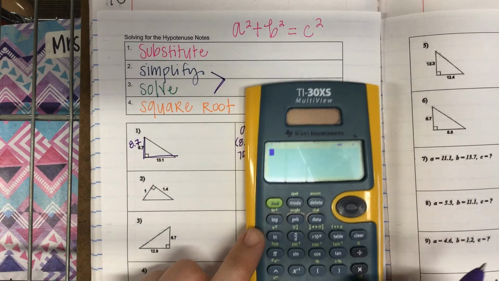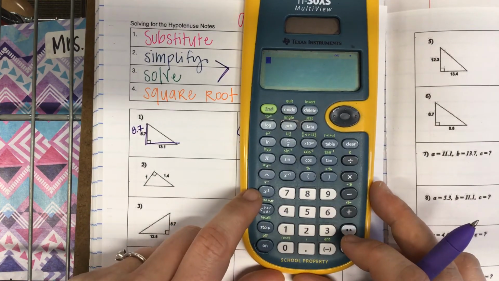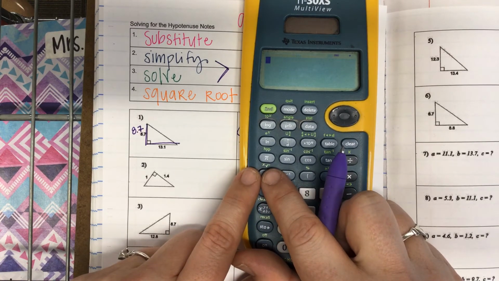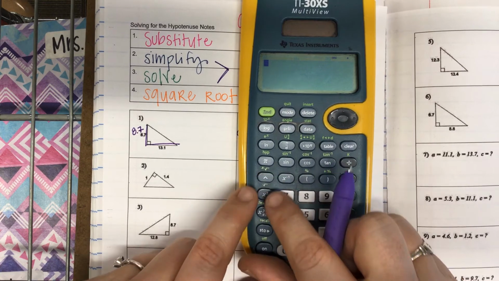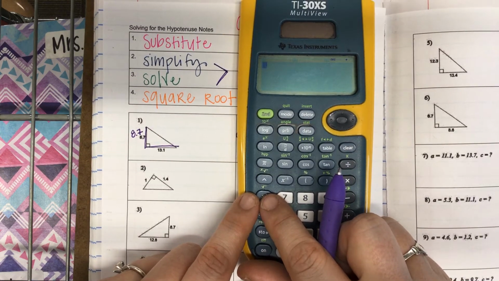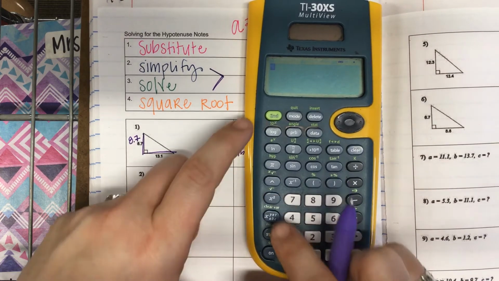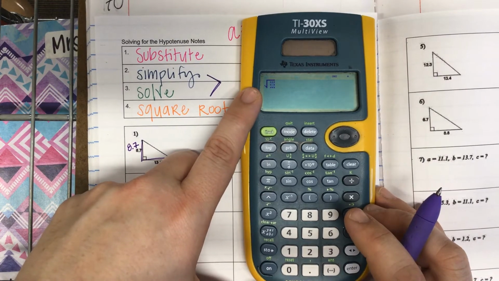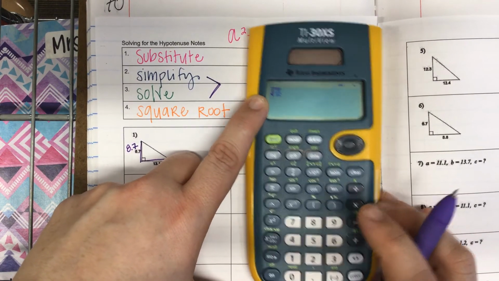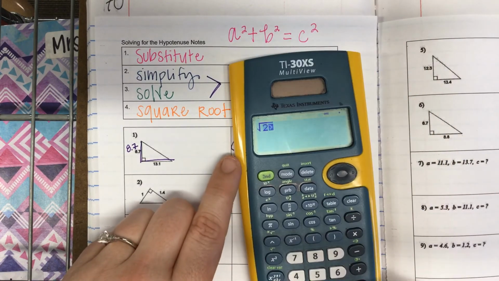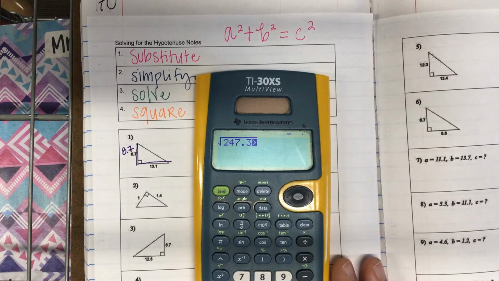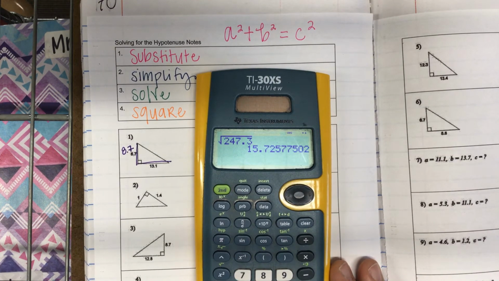So, to get to the square root, it's above the squared button. See it? This one up here that has an X with it is not what we want. We only want the square root button. So it's in green. So we have to press the green second button and then this button to get the square root sign. And then I'm going to type in 247.3 and press enter.